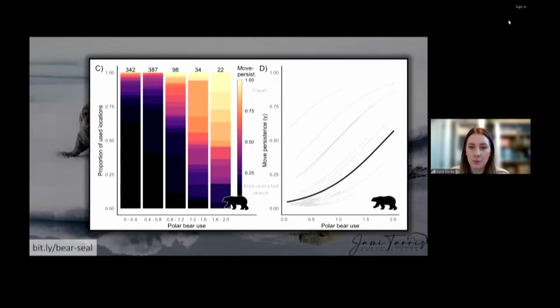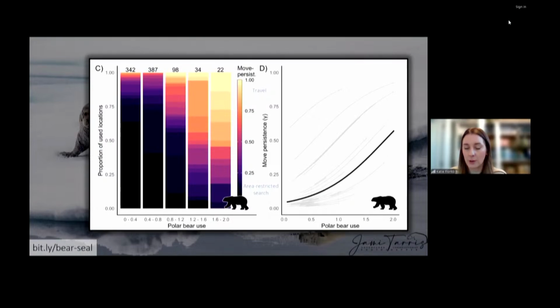And for seal movement behavior, incorporating predator pressure really gave us a much clearer picture. Here on the right, we see there's a positive relationship between move persistence and polar bear use, which essentially means that when risk is low, the seals are doing more foraging-like behavior. And when risk is high, they're doing more traveling behavior, likely just moving through the area and getting out of there.